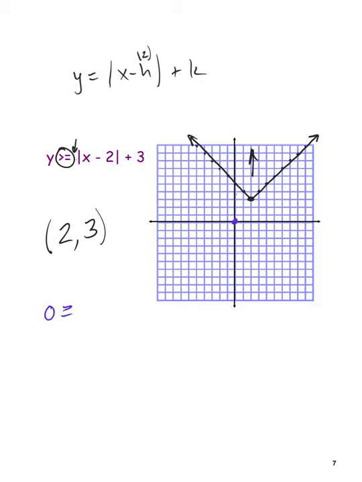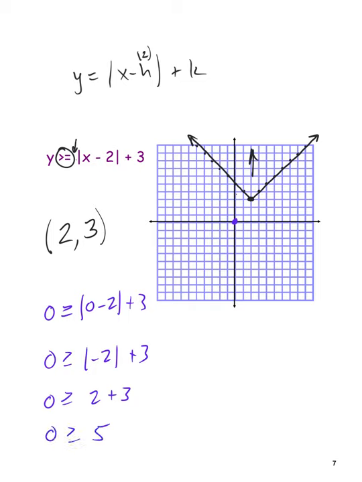Is 0 greater than or equal to the absolute value of 0 minus 2, plus 3? The absolute value of -2 is 2. And even if we hadn't taken the absolute value, this wouldn't have worked. But 0 is, of course, not greater than or equal to 5, so that is false, which means we would not shade the 0, 0 portion of the graph, and we would shade above up here.